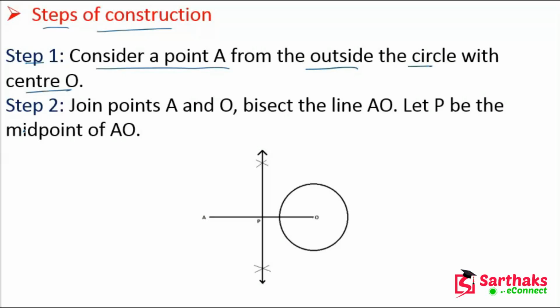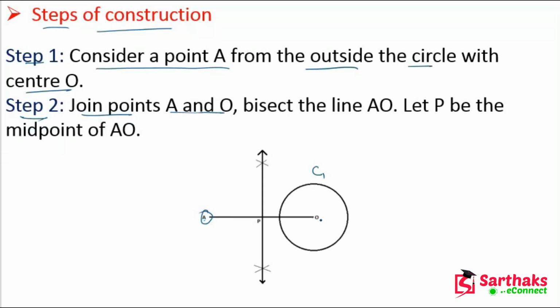With center O, this is a circle. This is circle C1. Now from center O we are taking point A outside of the circle like this. My dear friends, I hope you get this point. Now step 2 is join point A and O.